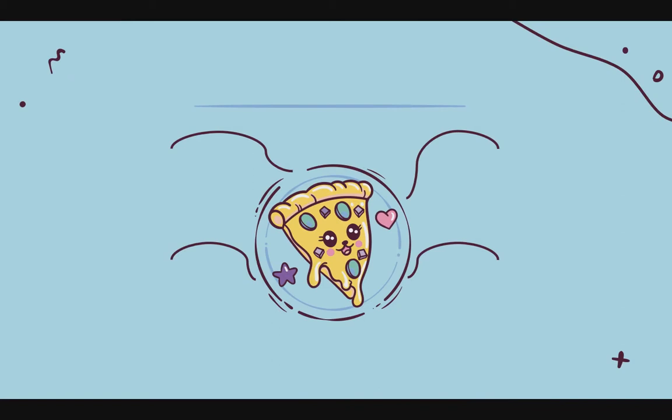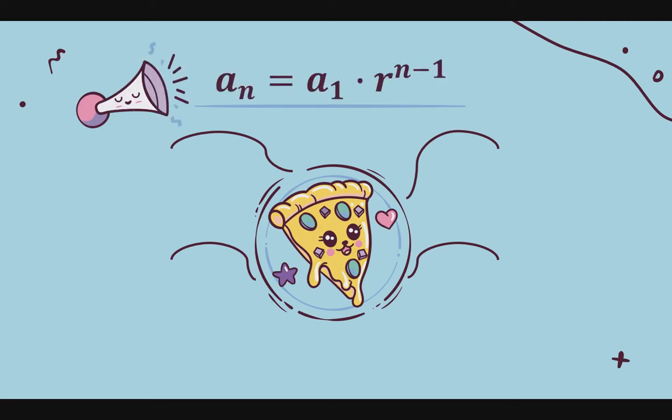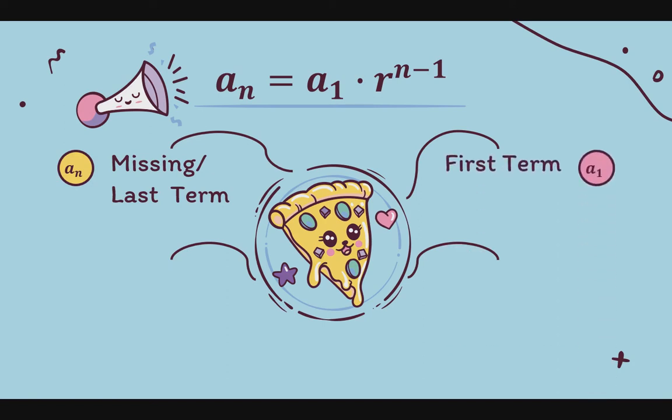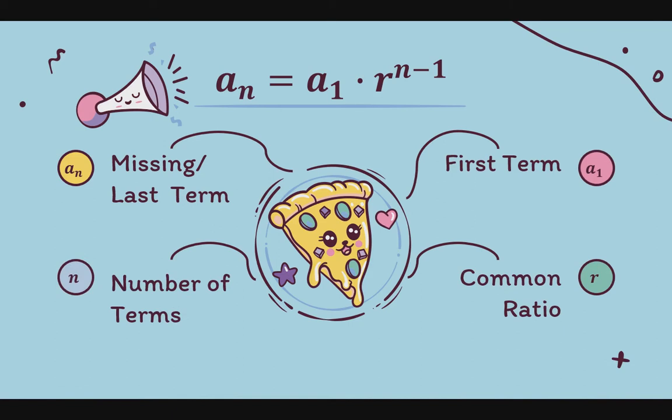Ano ba yung ginagamit nating equation para mahanap ang general term ng ating geometric sequence? Okay. So, ang ginagamit natin is a sub n is equal to a sub 1 times r raised to n minus 1. So, etong equation na to, ito yung pwede natin gamitin sa paghahanap ng missing term, first term, common ratio, at number of terms ng isang geometric sequence.